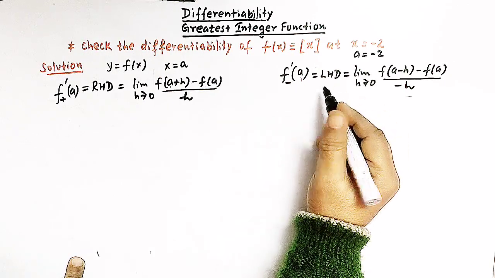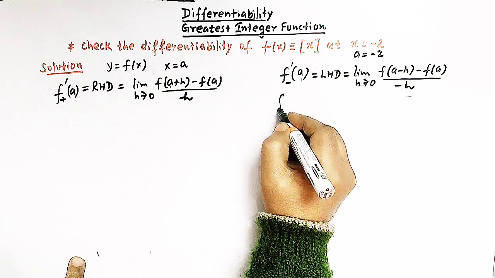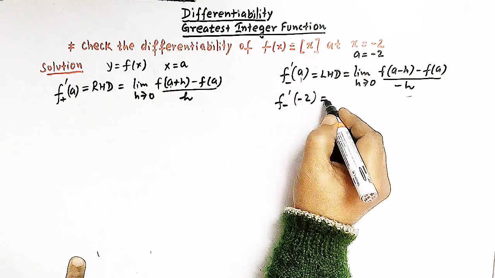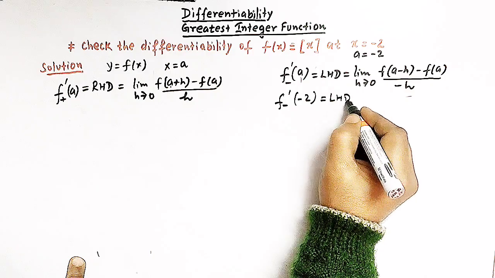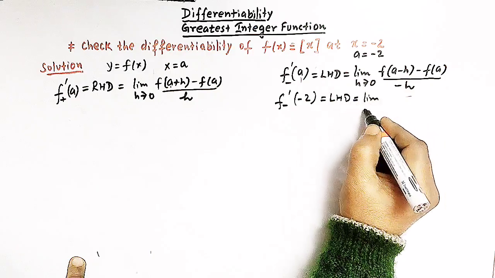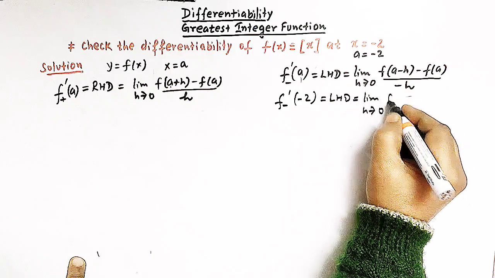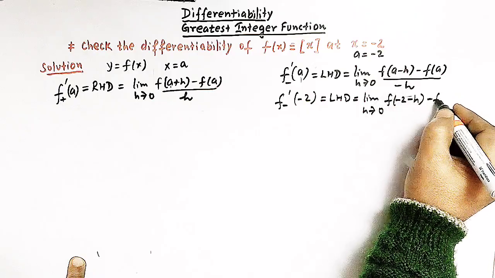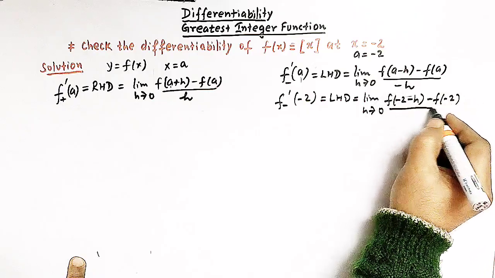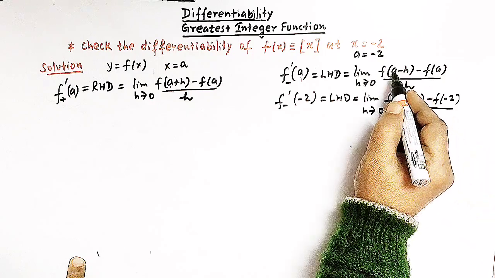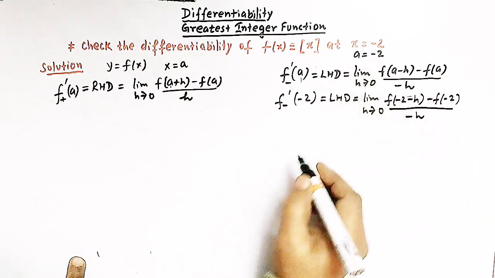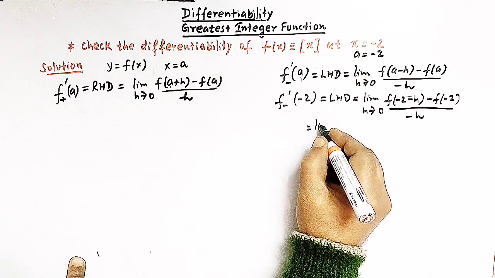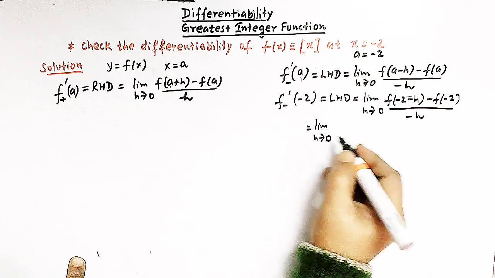So now the left hand derivative is given by f prime of minus 2, and we have this limit h tends to 0, f of minus 2 minus h minus f of minus 2 divided by minus h. So taking a is equal to minus 2, now we have to evaluate this limit. So we have limit h tends to 0.